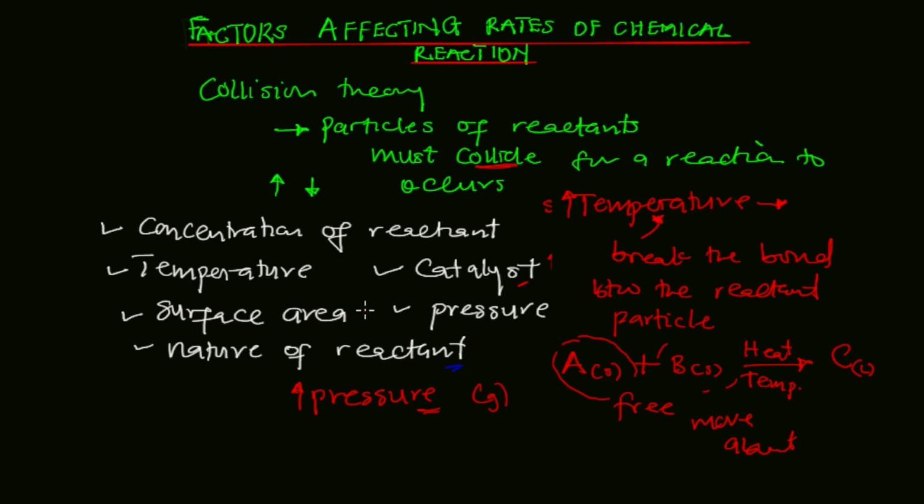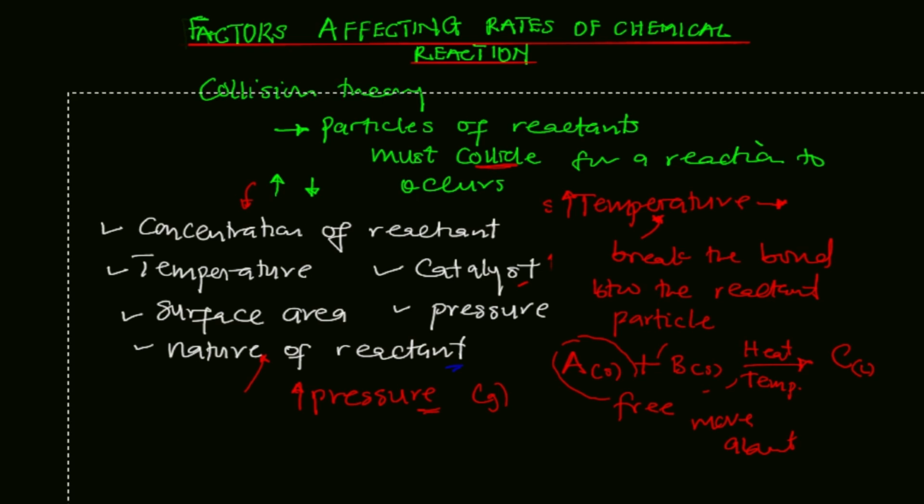Everything has to do with the nature of the reactant, whether it is solid, liquid, or gas. But these factors affect the rate according to collision theory: particles of reactants must collide together for a reaction to occur. So an increase in any of these factors will increase the rate of chemical reaction. That is just it. Now let's move to the condition of the reactant, because there is more to talk about. Then we go ahead and pick each factor one by one, because they have their calculations.